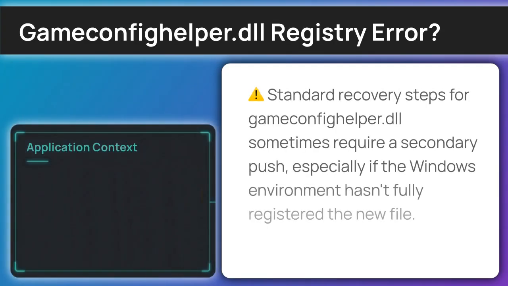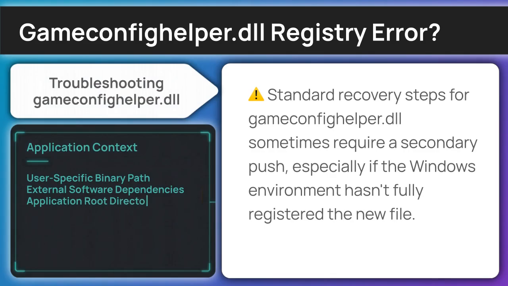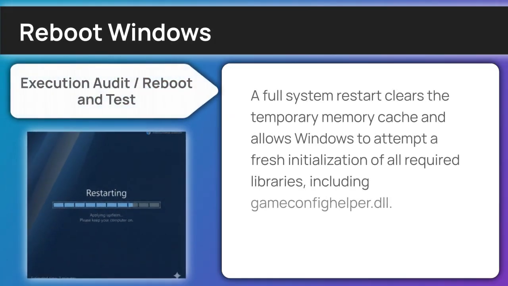If the error persists despite the new library files, we must verify if a simple synchronization conflict is preventing the file from loading. A standard reboot clears out temporary memory conflicts and gives the Windows loader another chance to properly register the Gameconfighelper component during startup.